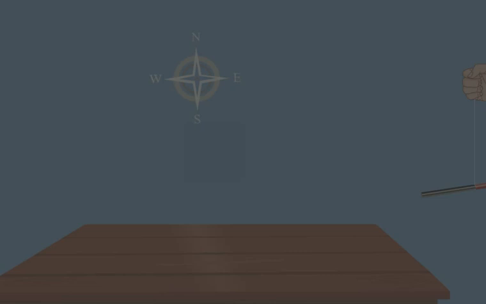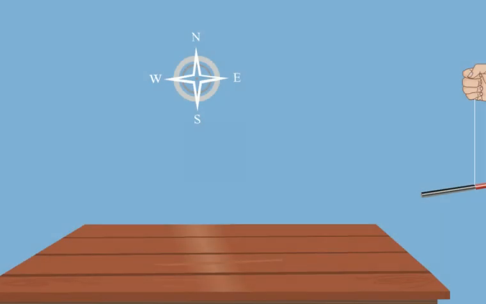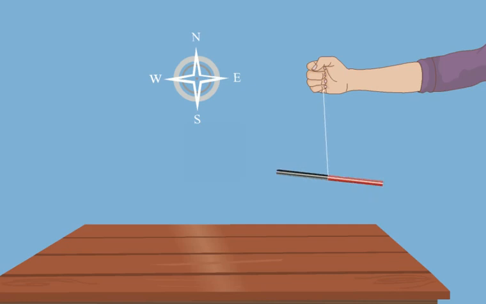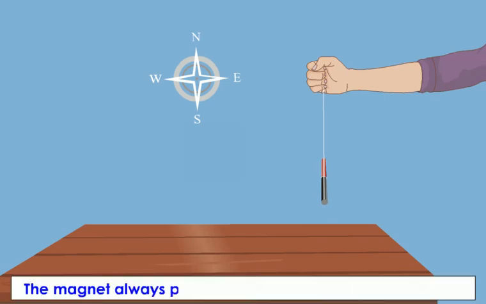Let us perform an activity. Students, take a bar magnet and suspend it freely, as shown here in the figure. You will see that the magnet comes to rest after some time. Now observe the direction pointed by the two ends of the magnet. Again, disturb the magnet a little from its position of rest and allow it to come to rest. What do you observe again? You will find that the magnet always points to the same direction, that is, north-south direction.